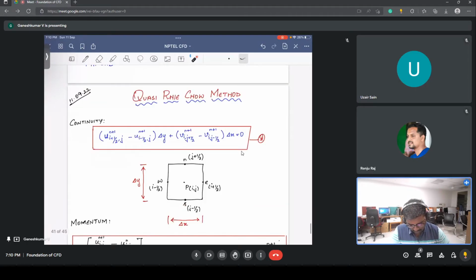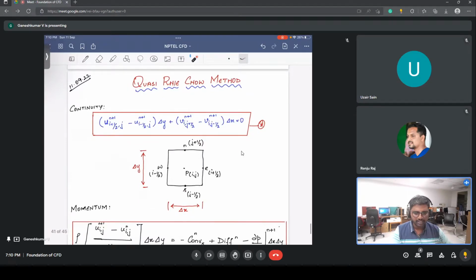Today we are going to see the quasi-Rhie-Chow method. We are going to continue where we left off in the last class. So if you remember, in the last class, we were trying to look at this method, which is another kind of method. In lectures you would have studied SIMPLER, SIMPLEC methods, right? So those are for staggered grids. Please feel free to stop me in between if you have doubts.